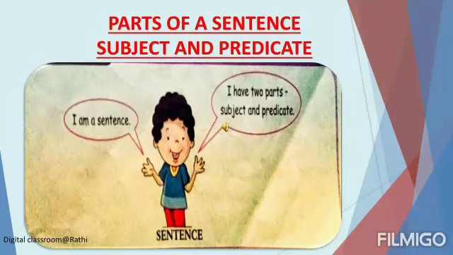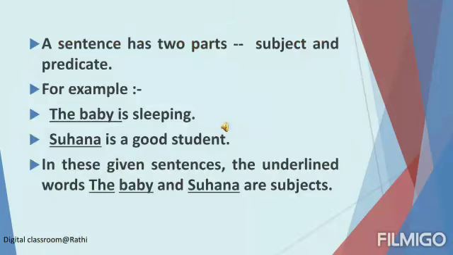The subject of a complete sentence is what or whom the sentence is about. A predicate is the part of a sentence or a clause that tells what the subject is doing or what the subject is. So, let us learn more about this.